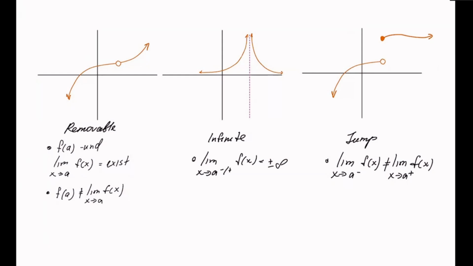An example of such a function would be h of x equals sine of x over x. It has a removable discontinuity at x equals 0. The limit as x goes to 0 is equal to 1, but h of 0 is undefined.